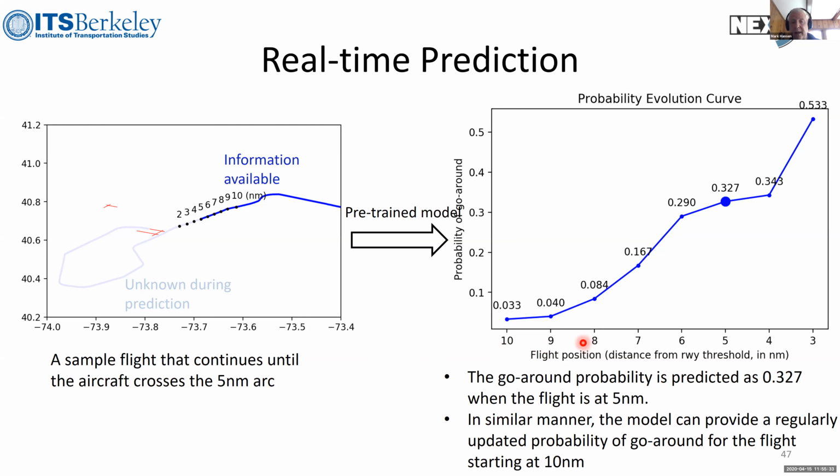So here's a particular example of what this looked like for one of our historical flights. So at 10 nautical miles, the go-around was quite unlikely, but then starting at 8 nautical miles, we begin to see this probability creep up, and this was a flight that actually did have a go-around. So we think that the possibility of having this information made available to pilots and controllers in real time is of some interest, both so that they might take actions to reduce the need for the go-around or be more ready if a go-around is needed.